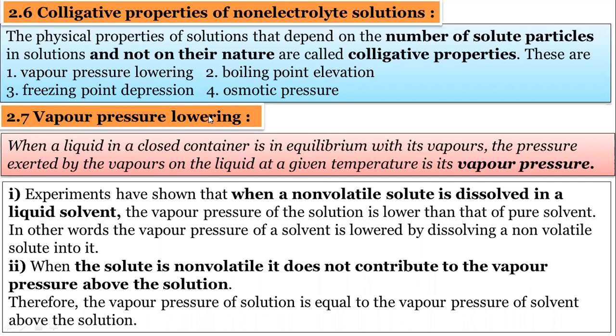So why is this vapor pressure lowered? I will explain. Some experiments are shown when a non-volatile solute is dissolved. Now remember, this is a non-volatile solute which cannot be evaporated. When a non-volatile solute is dissolved in a liquid solvent, what happens? The vapor pressure of the solution becomes less. If the non-volatile solute is not added, the vapor pressure of the pure solvent is higher. But when the non-volatile solute is added, the vapor pressure decreases. Why this is happening, I will explain with this diagram.